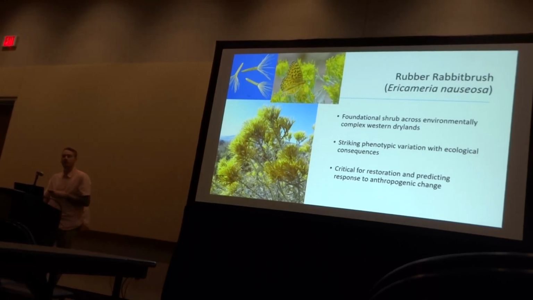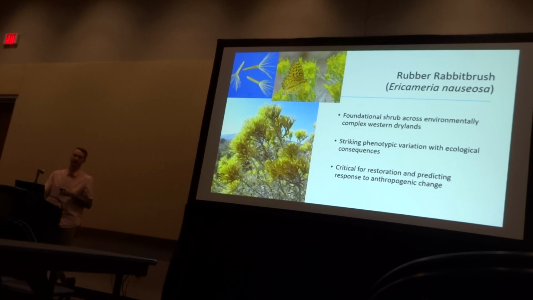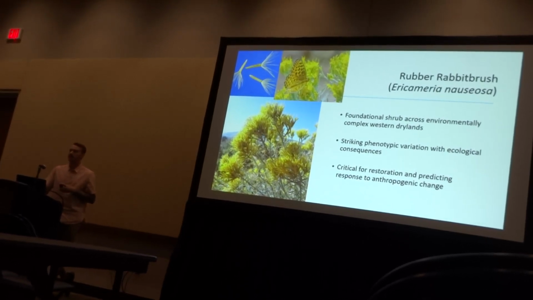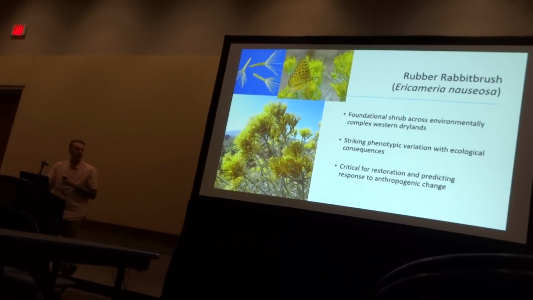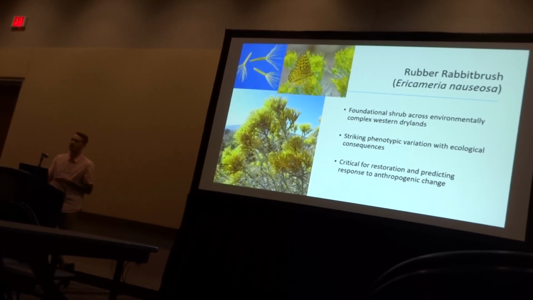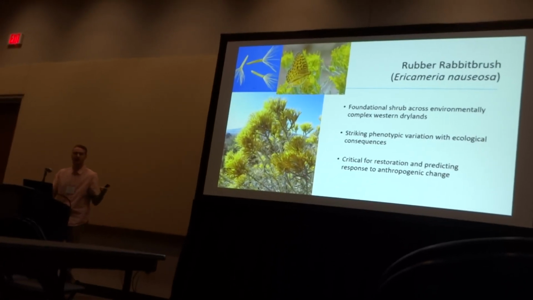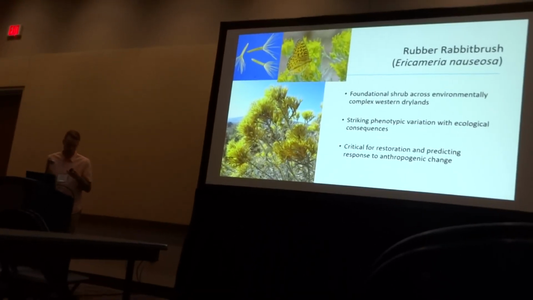So the study system I'm going to be using is rubber rabbitbrush, or Ericomeria nauseosa. It's a foundational shrub species that exists in a wide variety of environments from Mexico to Canada, and is really phenotypically diverse with over 22 named subspecies or varieties. Due to recent anthropogenic change like fire, overgrazing, and the introduction of invasive cheatgrass, it's also one of the many focal plant species for restoration purposes throughout the Great Basin. It's also wind pollinated.